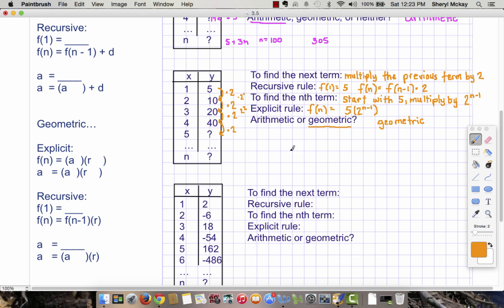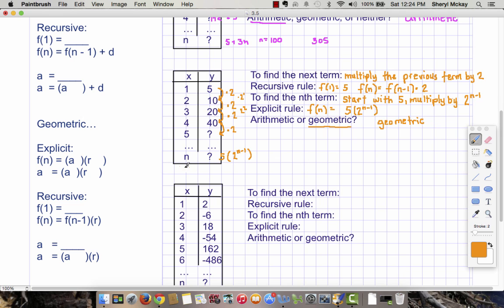And let's go ahead and try one. We're going to go ahead and write down here that if x is n, then y is 5 times 2 to the n minus 1 power. So let's try it. If n was 100, ooh, let's not do that. That's going to be too hard. I don't want to make it be quite that big. Let's just say n is 7.